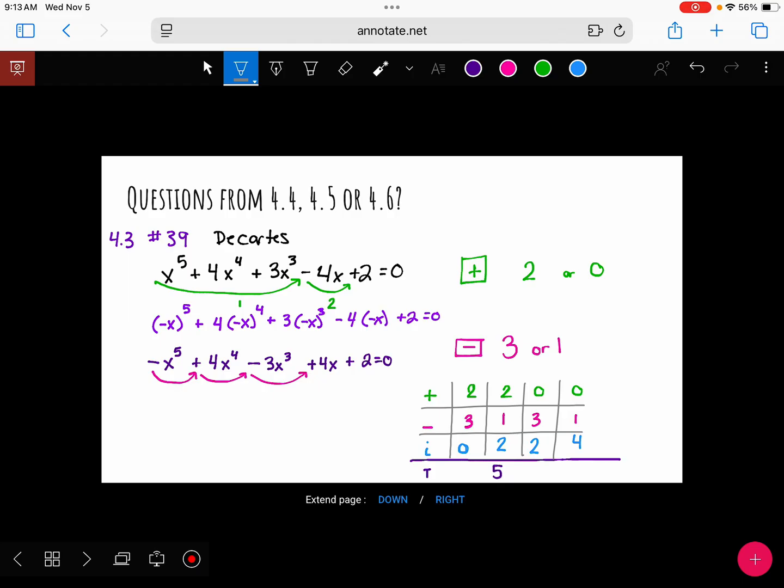Why don't we do one of the find all of our roots kind of things? Because those ones are long and kind of annoying and they cover a whole lot of stuff. So I'm going to look at one of the ones from 4.4 because we can do the Descartes with that. I'll grab one of the ones from the homework on 4.4, between 15 and 30.